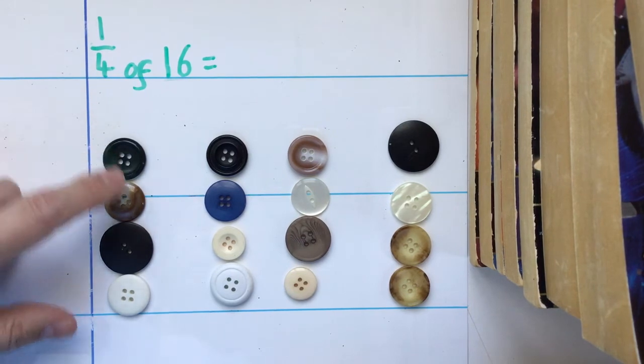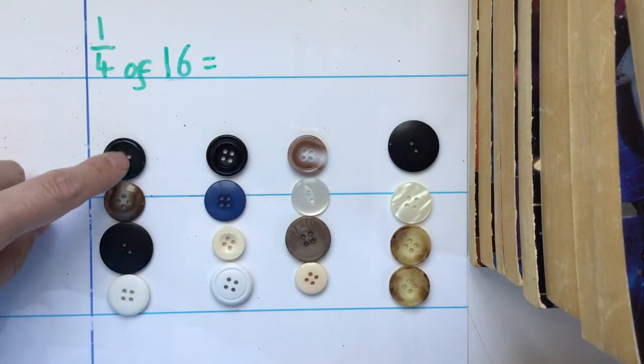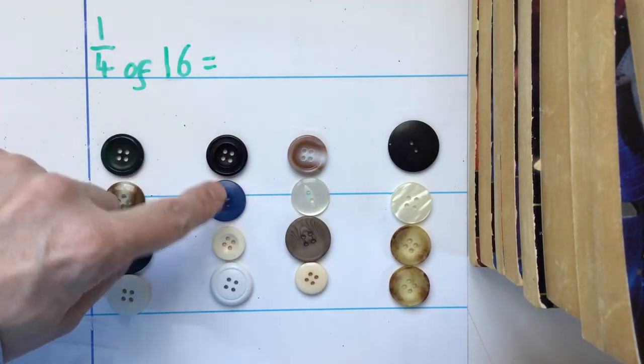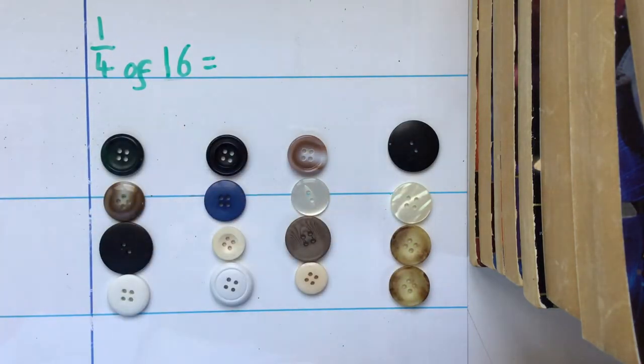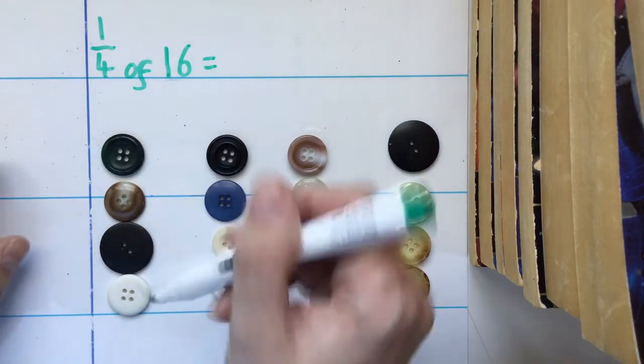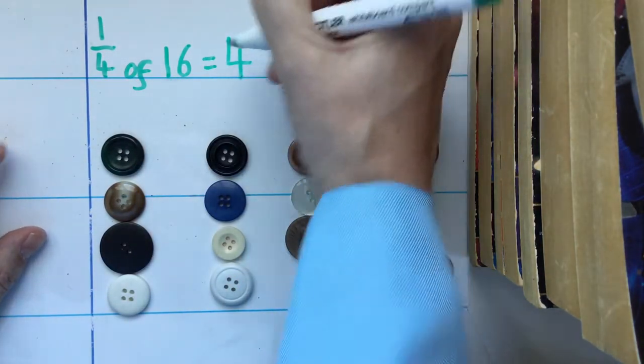And let's see how many there are in each equal group. 1, 2, 3, 4. 1, 2, 3, 4. 1, 2, 3, 4. 1, 2, 3, 4. Which means 1/4 of 16 is 4.